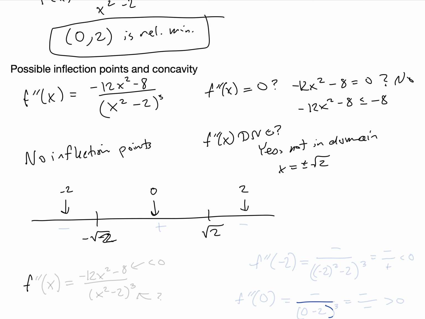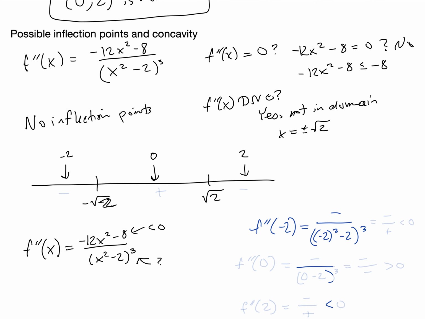So our second derivative, f double prime of x, is negative 12x squared minus 8 over x squared minus 2 cubed. As we observed, the numerator is always less than 0, so we just have to see what's going on in the denominator at these points. So f double prime of negative 2 is a negative value divided by negative 2 squared minus 2 all cubed. So that's 4 minus 2 cubed in the denominator, and so that's a negative over a positive, and that would be less than 0, so we're concave down there.